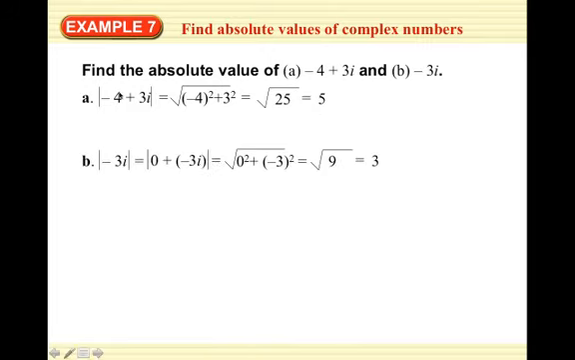For negative 3i, that's the same thing as 0 plus negative 3i, so a is 0, and then b is negative 3. So we've got the square root of the sum of 0 squared plus negative 3 squared. 0 squared is 0. Negative 3 times negative 3 is 9. 0 plus 9 is 9. Square root of 9 is 3.